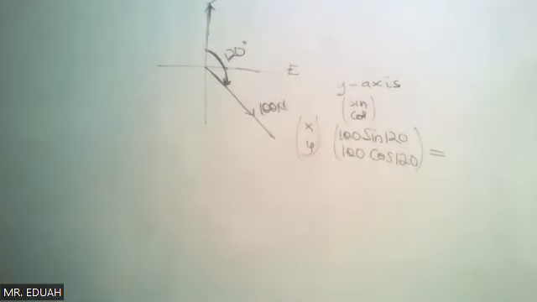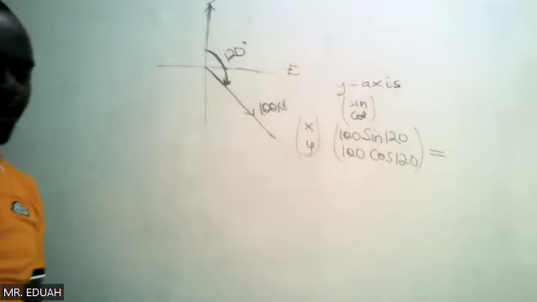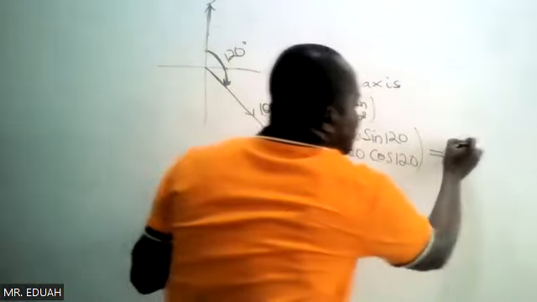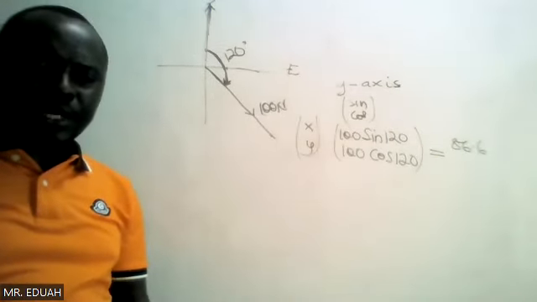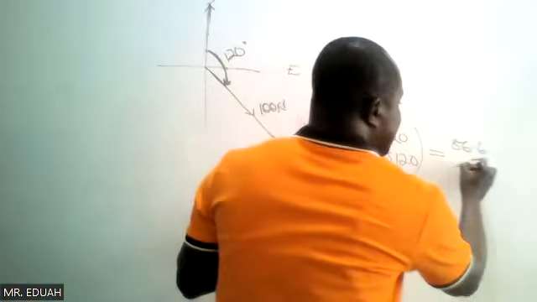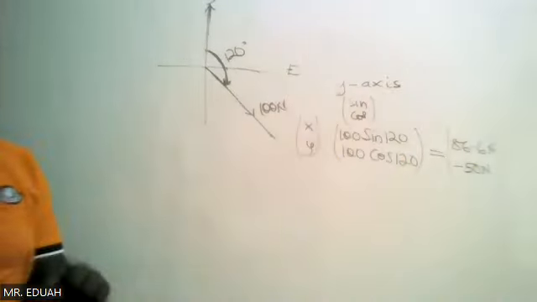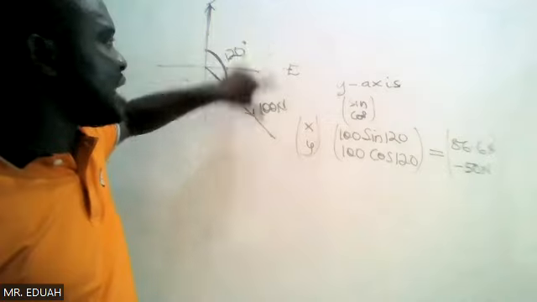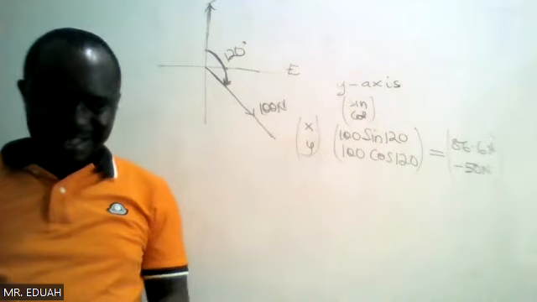Sine 120 is the same as sine 60, which is 0.866. So this will still be 86.6. Cos 120 is negative half. So this will be equal to minus 50 Newton. So these are the components of this force. So when you're given this angle, you can consider the angle it makes with the y-axis straight away and then do it.